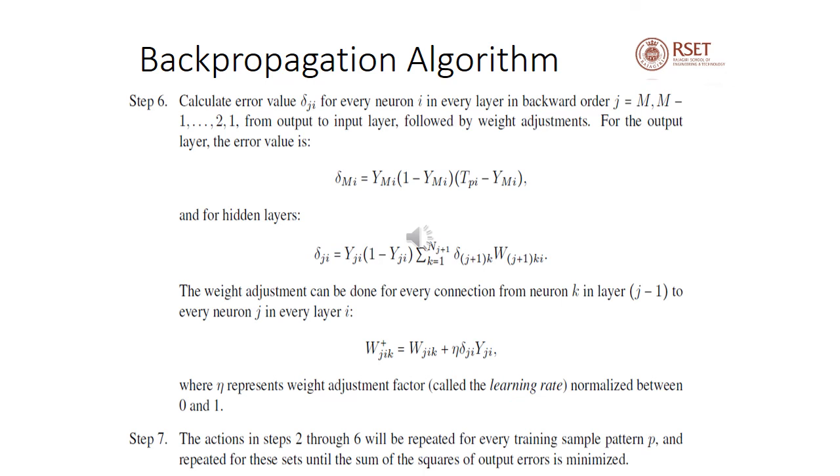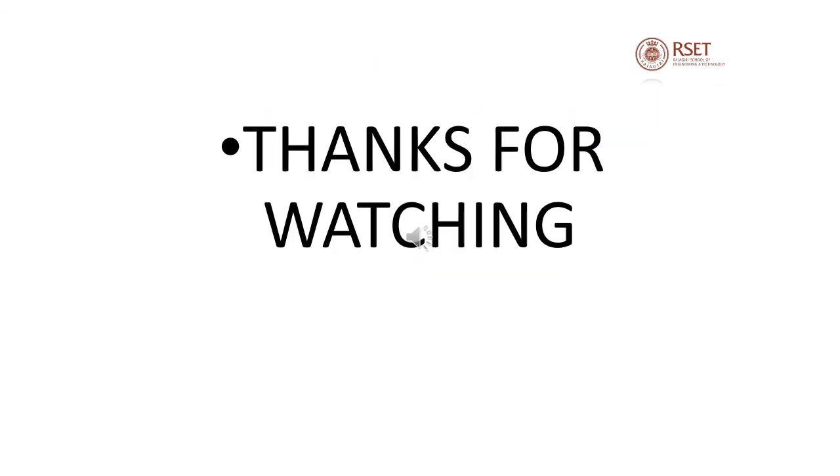The weight adjustment is done for every connection from neuron k in layer j minus 1 to every neuron i in every layer j. So wjik is equal to wjik plus eta into delta ji into y of j minus 1 k, where eta represents the weight adjustment factor normalized between 0 and 1. The last step is that steps 2 through 6 are repeated for every training sample pattern, and repeated for these sets until the sum of the squares of the output error is minimized.